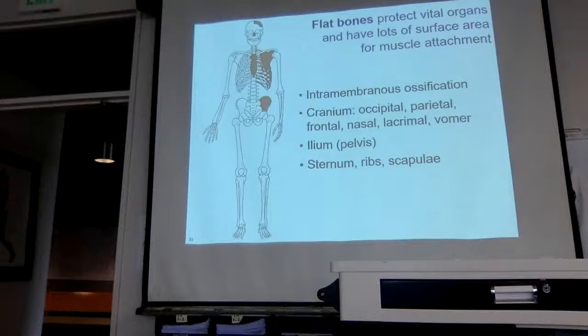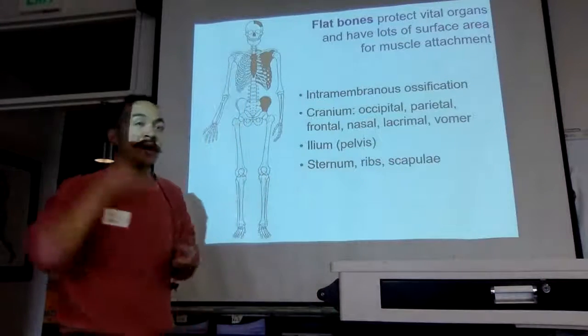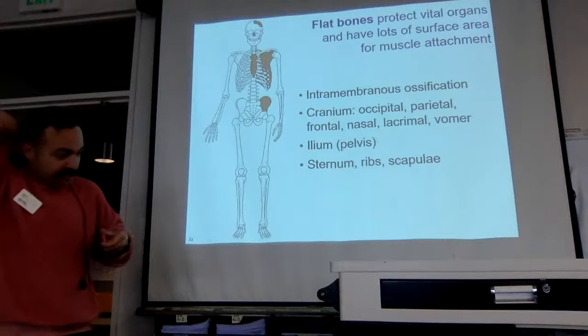So the ones in the cranium, the flat bone of your coxal bone, the pelvis, so this flat wing here. What else? Oh yeah, the flat part of your scapula. Your ribs are also considered flat too. I know your ribs look long, but they're considered flat.